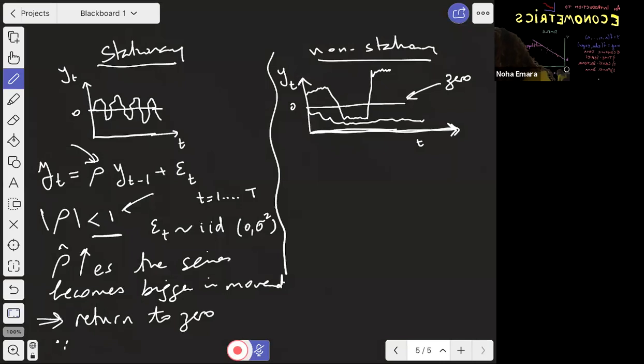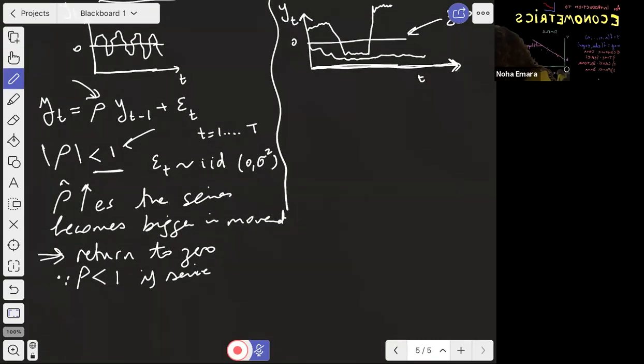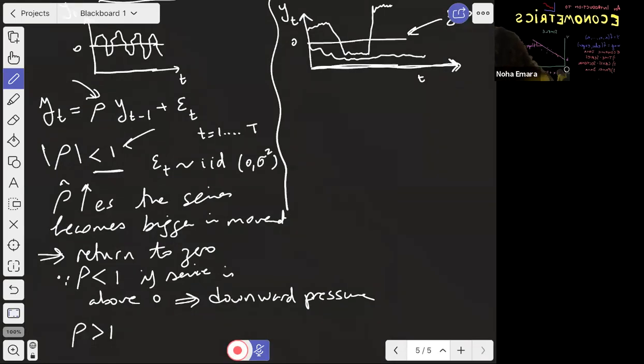So anytime I have this rho less than 1 in absolute terms, if this series is above 0, you have downward pressure to go back to the 0, right? So you have downward pressure. And the opposite is true if it is below 0, then you have upward pressure, okay? Or let me make it, because I want to keep the above 1 on the other side for the non-stationary.